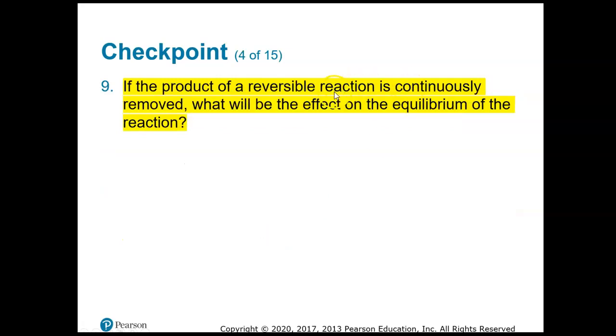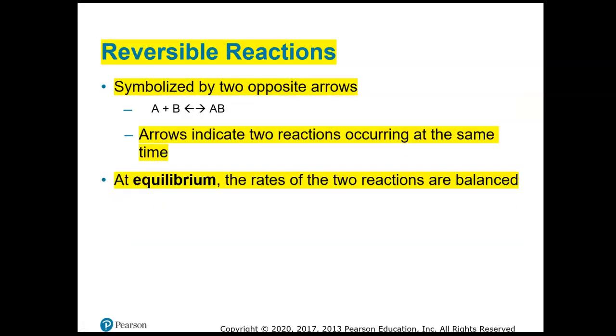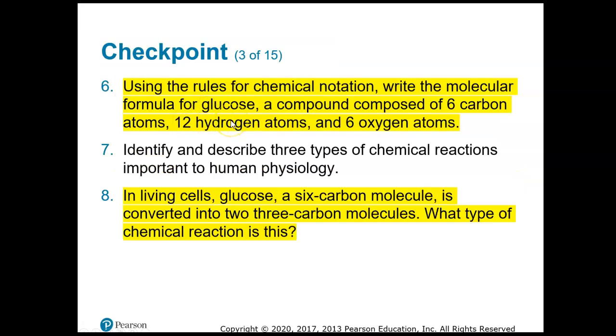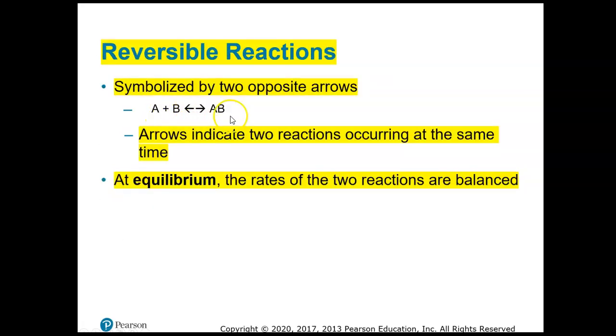If the product of a reversible reaction is continuously removed, what will be the effect on the equilibrium of the reaction? Let's go back to our little equation. All right, so if I keep removing this, then it's going to cause the reaction to go in the forward direction. It's going to cause A plus B to keep making more product.